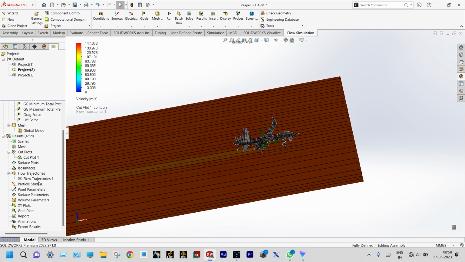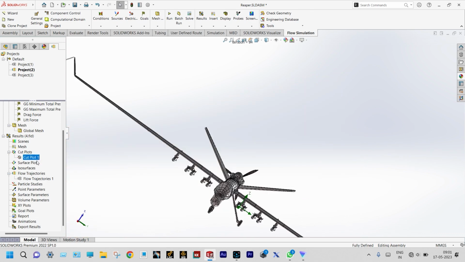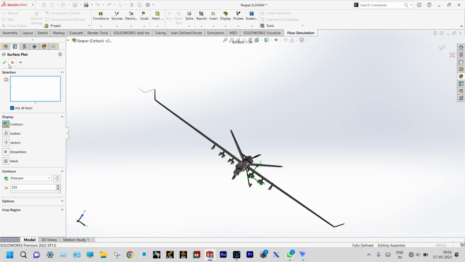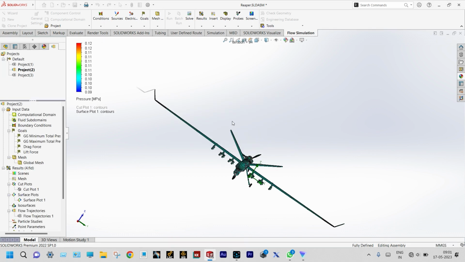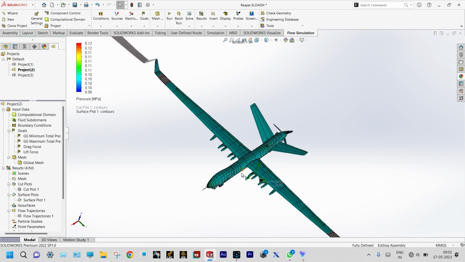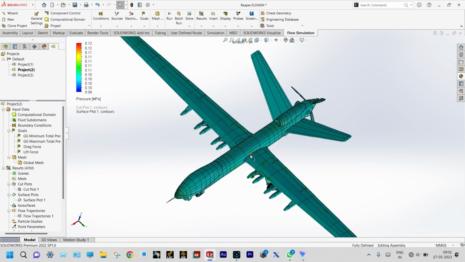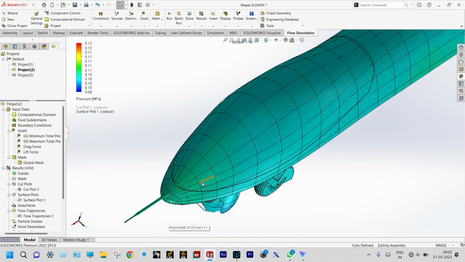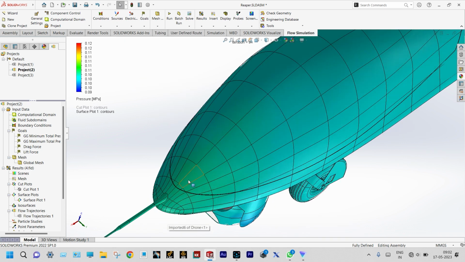Let us clear and hide this one. Next to that, we see surface plots also. Insert surface plots, and we see pressure distribution on all surfaces. You see on all surfaces pressure variation is not that much. It is almost similar pressure, and at the front side you can see a little bit of higher pressure, indicated by a little greenish yellow color at the front side, right?